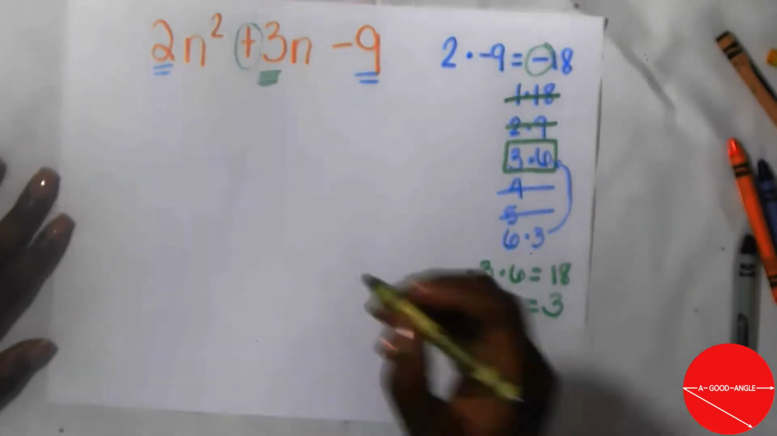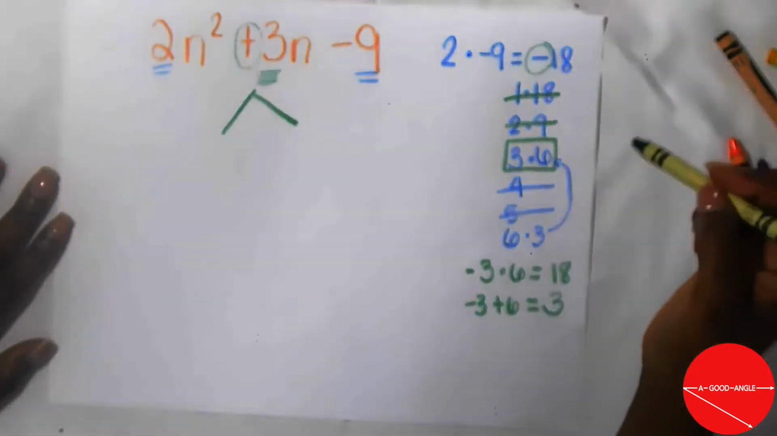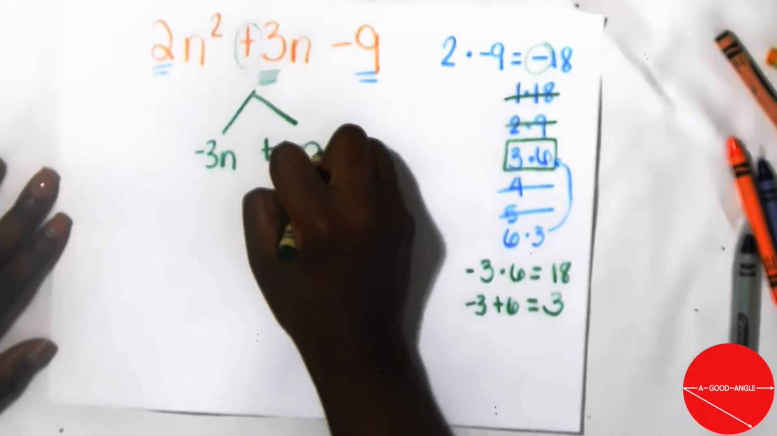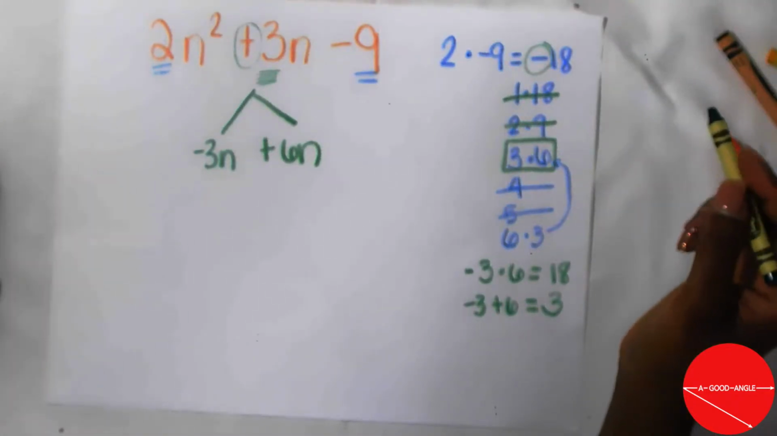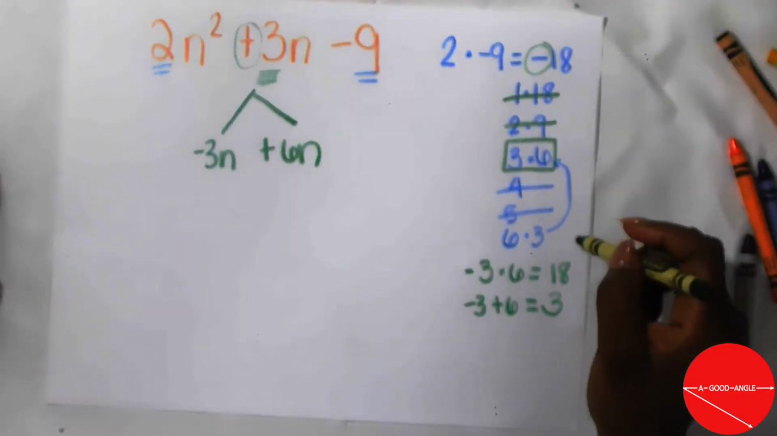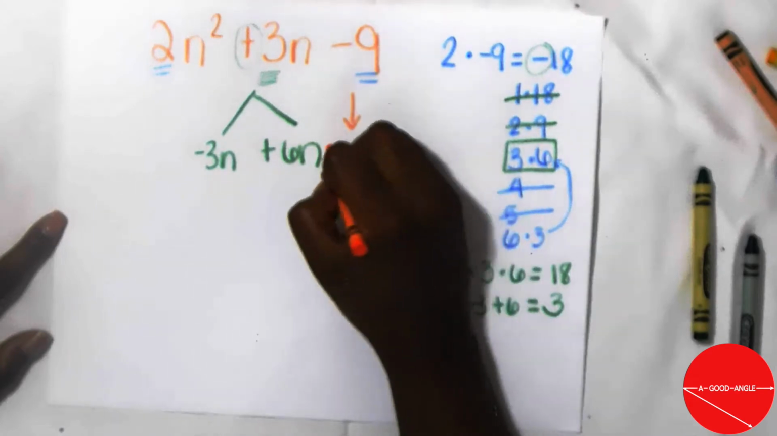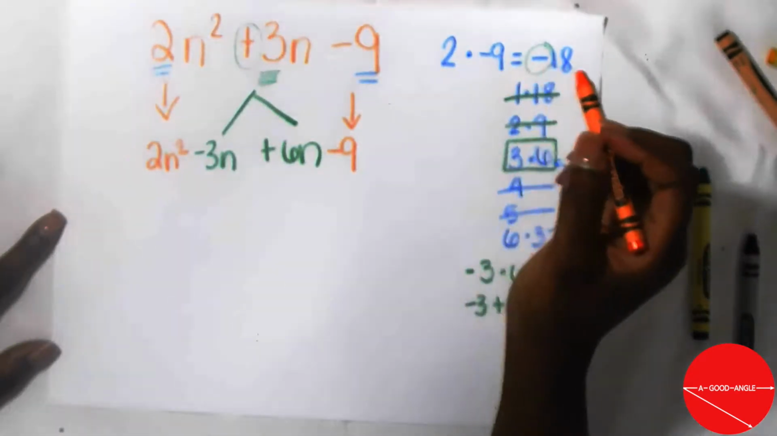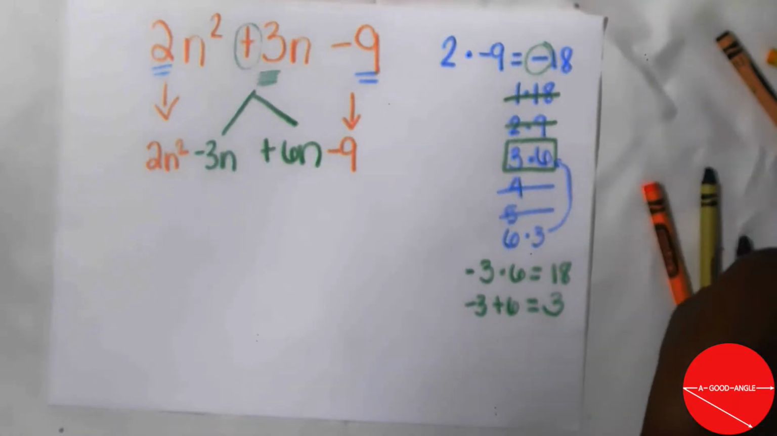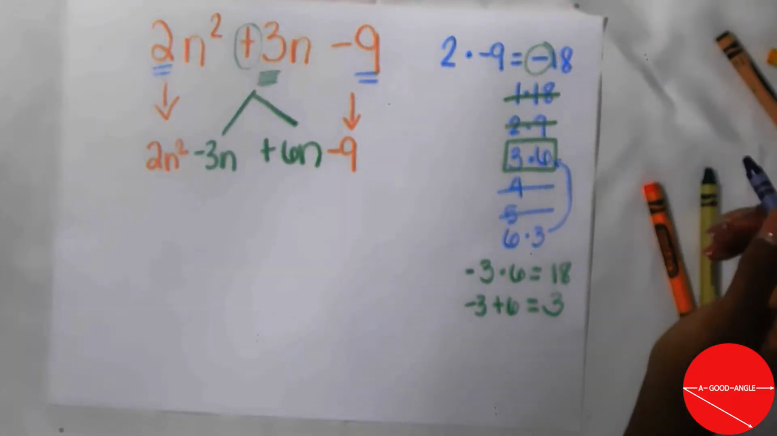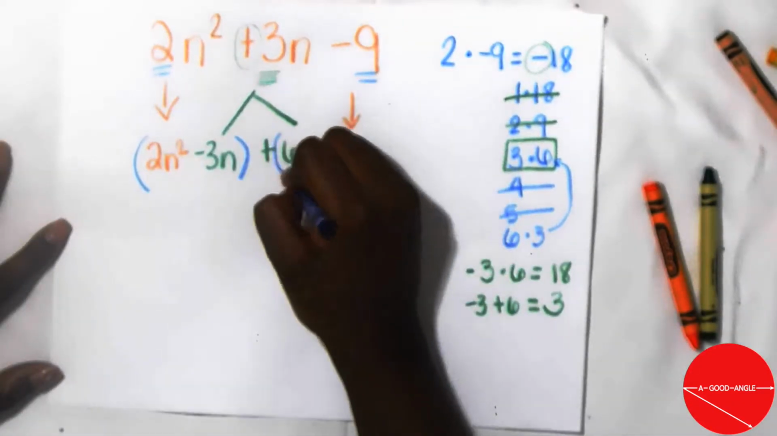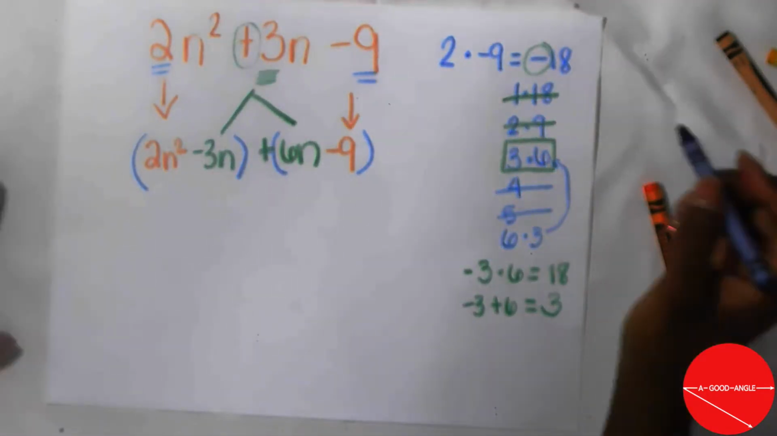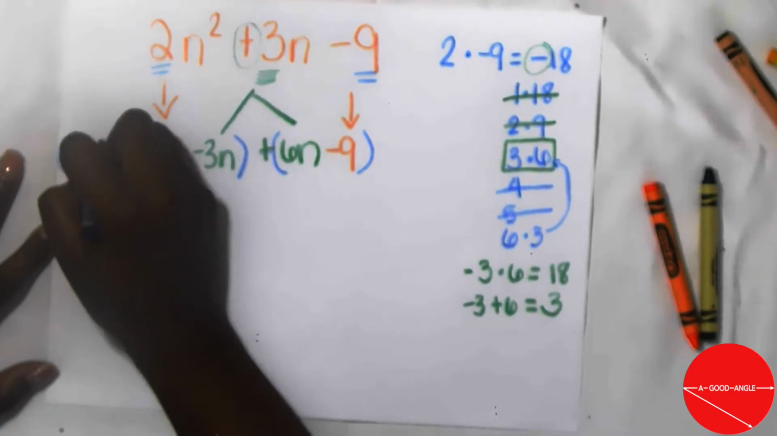So I'm going to split the middle term. Instead of 3n, I'm going to say negative 3n plus 6n. It's the same thing, it just looks different. Then bring down the 2n squared. Bring down that negative 9. Then we're going to group. Put the first two in parentheses, the second two in parentheses. Make sure there's a plus in the middle, and then find that magical GCF from the first pair.